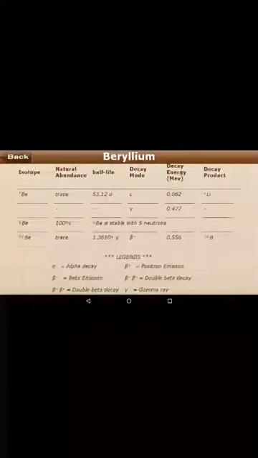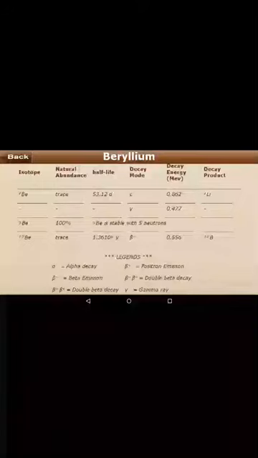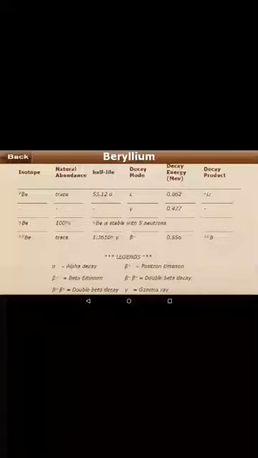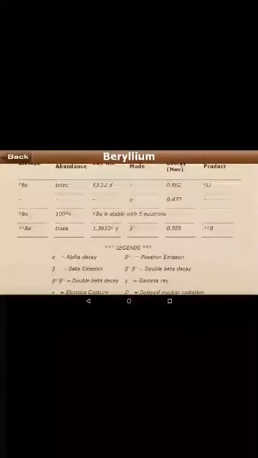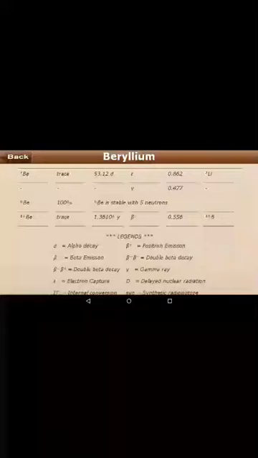The first isotope, beryllium 7, is a trace element, just a little quantity of it. That's its abundance. It has a half-life of 53.12 days. Its decay mode is electron capture, with a decay energy of 0.862. The decay product is lithium 7. The name is not known yet, that is why it has been given a dash.